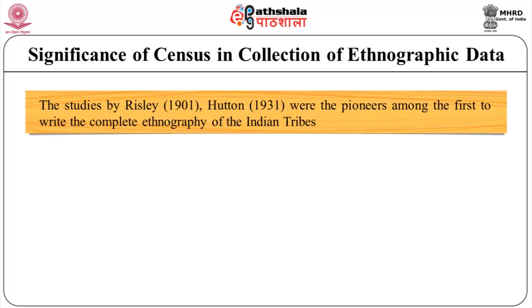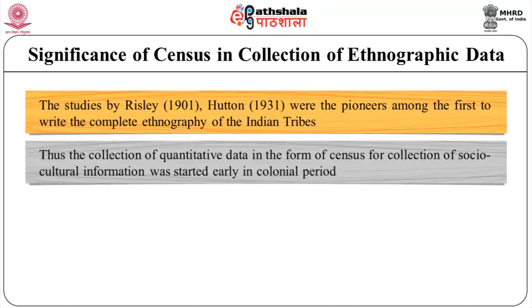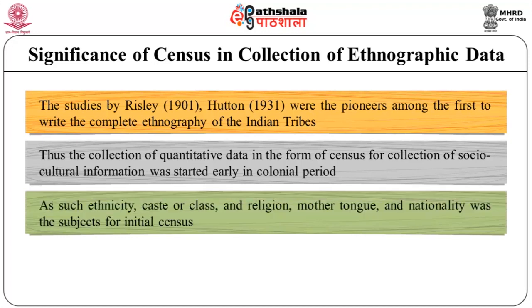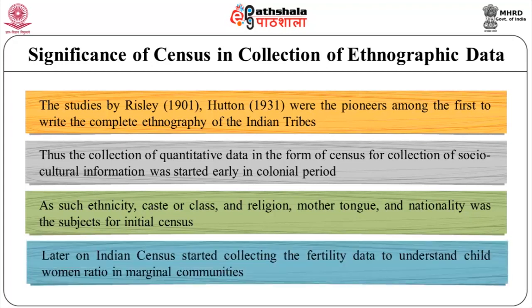The studies by Risley and Hutton were among the first to write the complete ethnography of the Indian tribes. Thus, the collection of quantitative data in the form of census for collection of sociocultural information was started early in the colonial period. As such, ethnicity, caste or class, religion, mother tongue, and nationality were the subject for an initial census. Later on, Indian census started collecting the fertility data to understand the child-to-woman ratio in marginal communities.